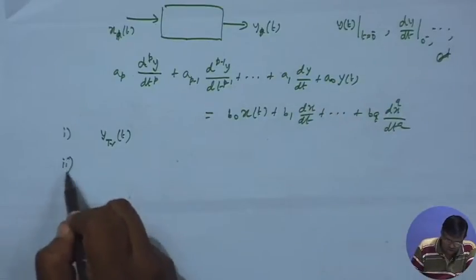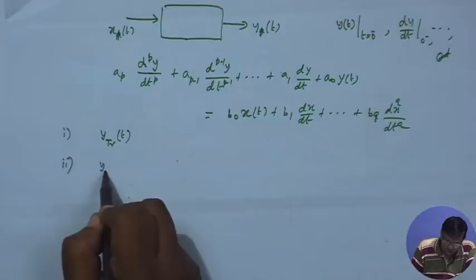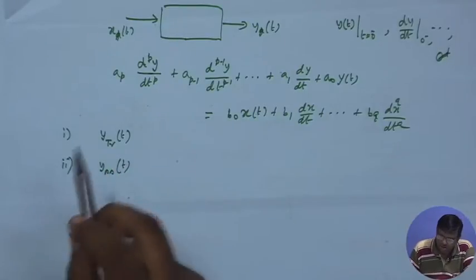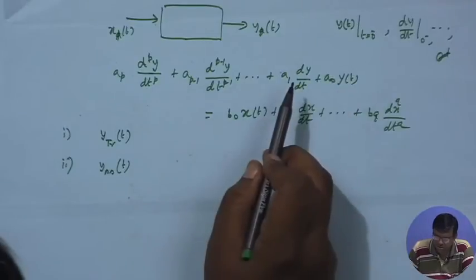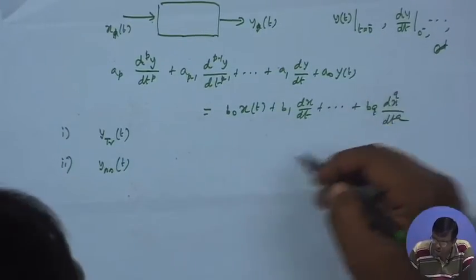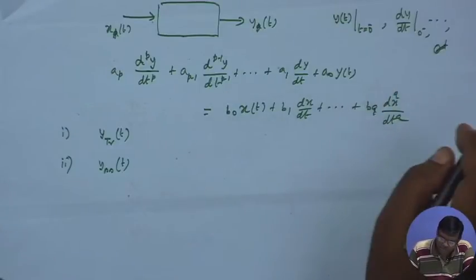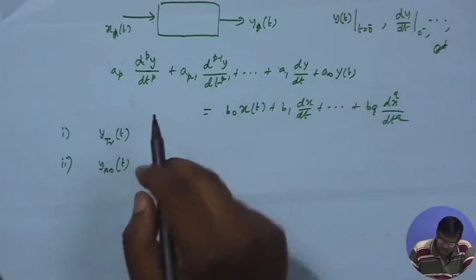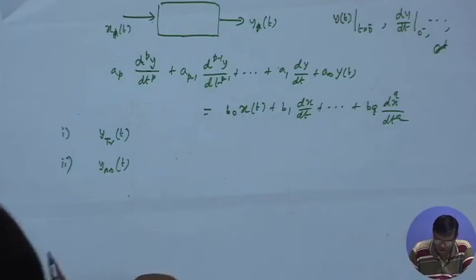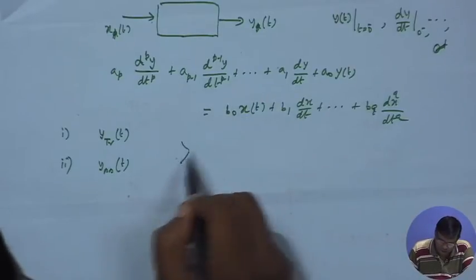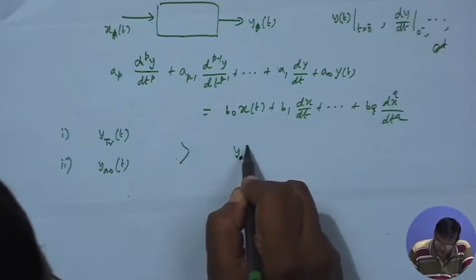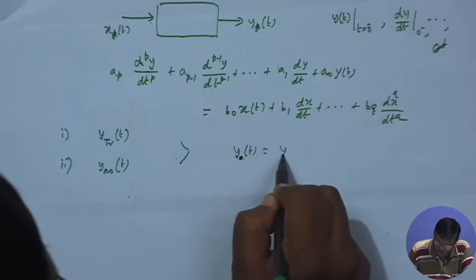Another solution is the steady state solution, y_ss(t). Here you assume the initial conditions to be 0, the input is 0 at t equal to 0 minus, and then it starts picking up, and then solve it. That solution is given purely by the input only, with no effect of initial conditions; that is called y_ss(t). Then our claim is the total solution y(t) is a summation of the two.